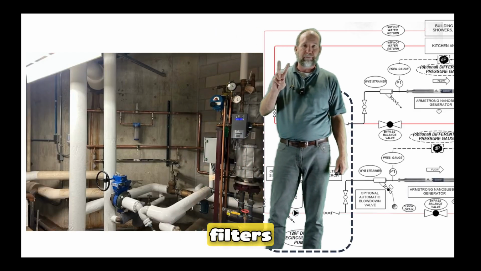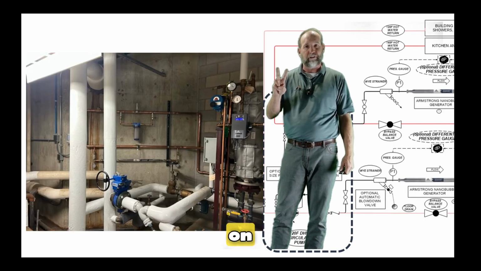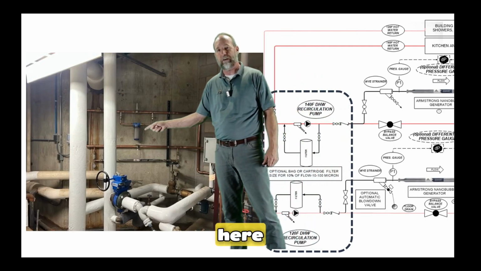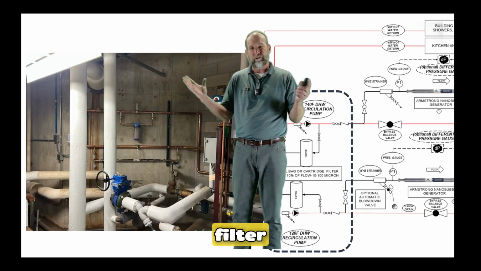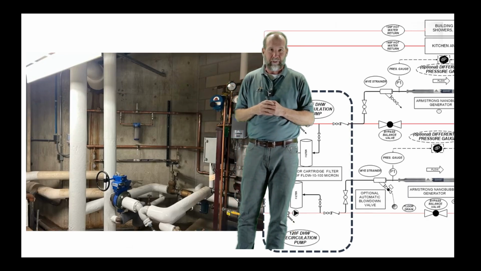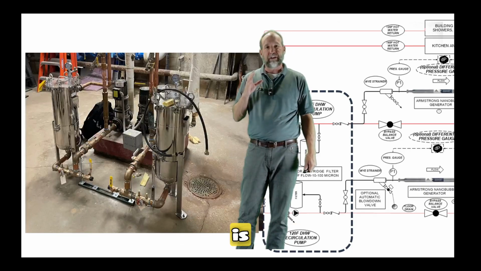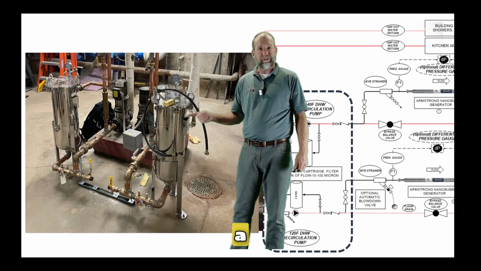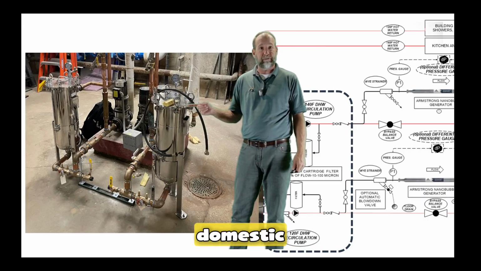There's two types of filters that we would recommend that you guys use on these systems. First one shown here is a cartridge filter. That's this little guy right here, sometimes called a whole house filter or something like that. The other type that we would recommend is a bag filter. Okay, this is a commercial bag filter. You're going to want a stainless steel bag filter because this is domestic water.